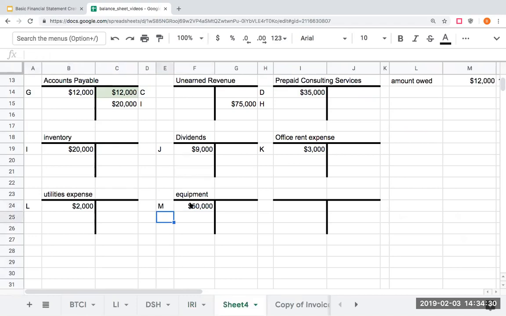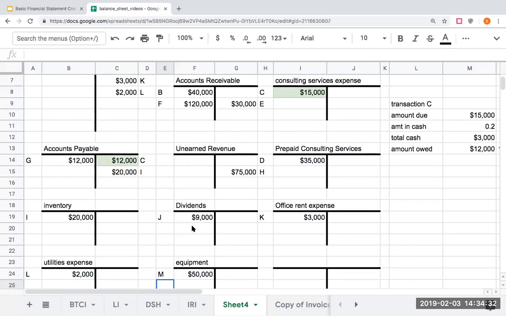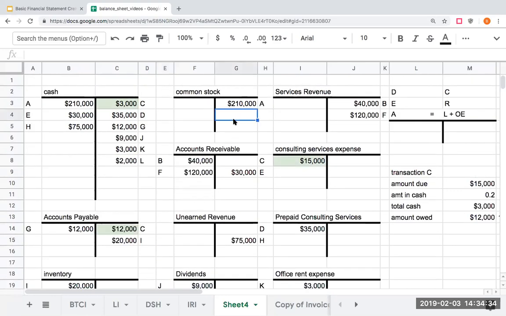So for every debit, I need a credit. What am I giving for this equipment? I'm giving common stock for this equipment. So right here, I'm crediting common stock for 50 grand. So that's how I record transaction M.